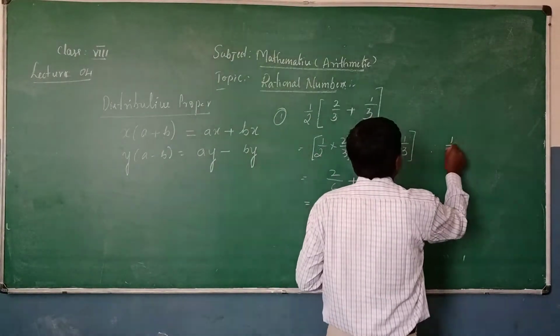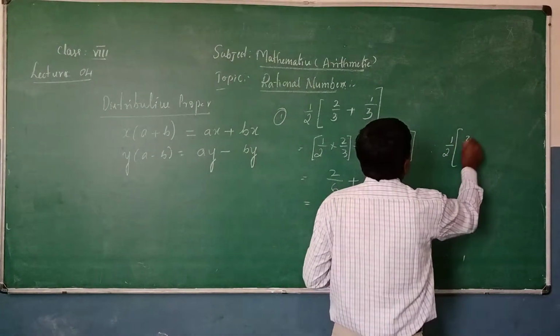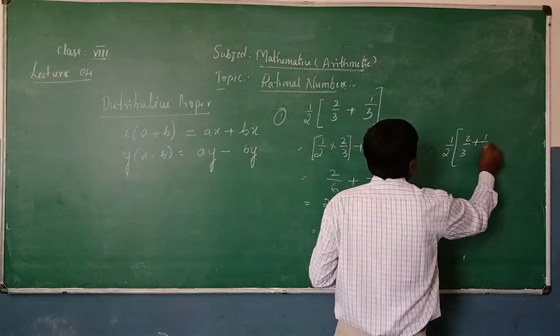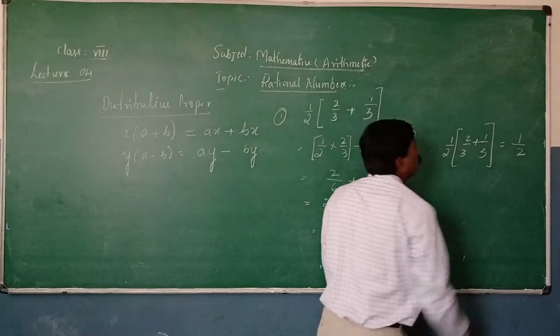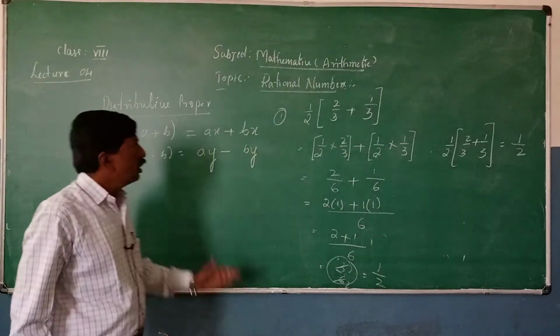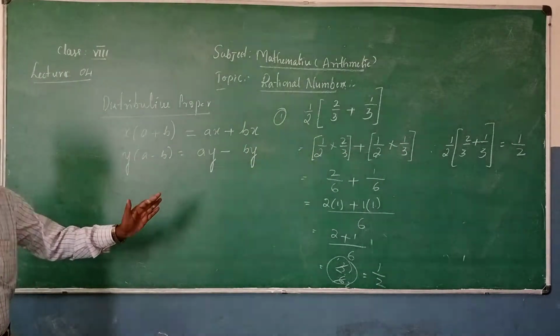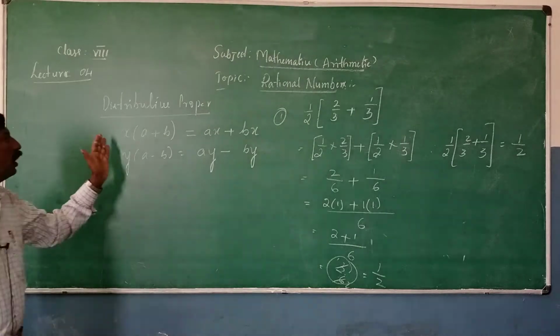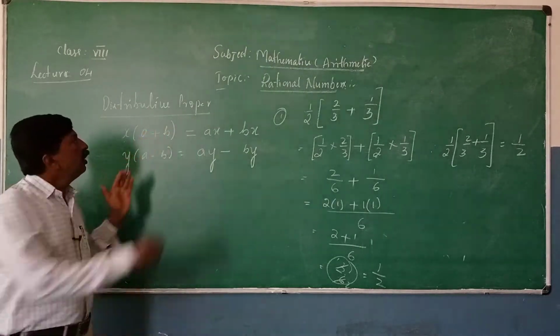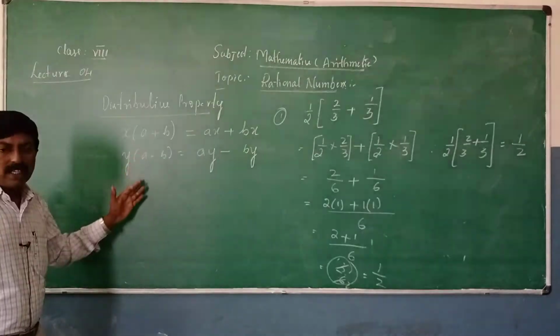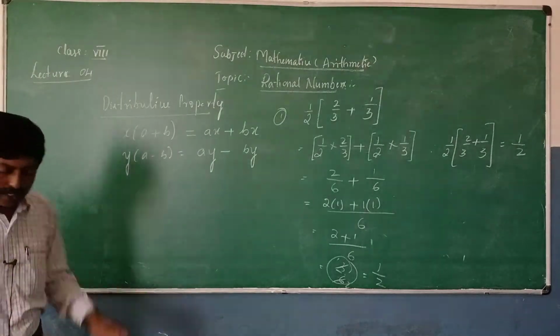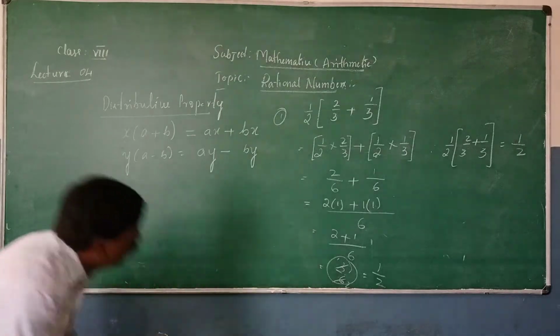Therefore, 1 by 2 of 2 by 3 plus 1 by 3 is equal to how much? It is half. Like this, you have to use distributive property. So distributive property is over addition as well as subtraction. So let us take some problems related to your textbook.